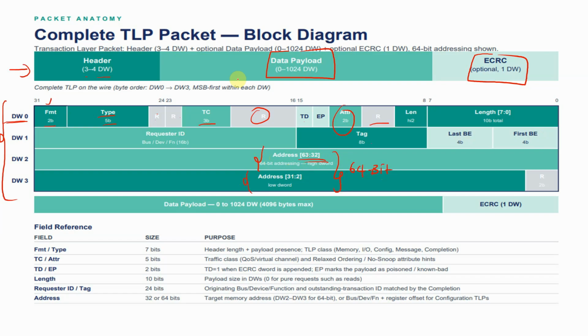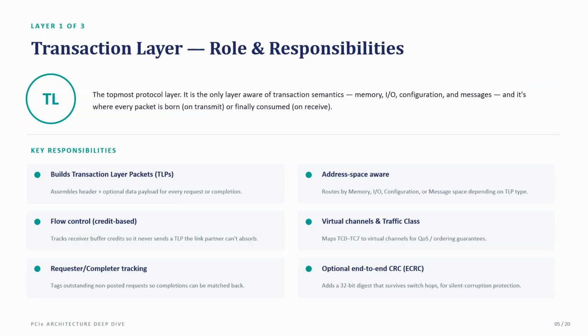And next, after this is my header, which is basically 4 data words. And next is my data payload. It might be 0 data words or 1024 data words. Okay, and next is ECRC. Now over here, first of all, let us try to understand a few more things, and let us come back to what I mean by format and type, so that we will be able to understand what is exactly happening.